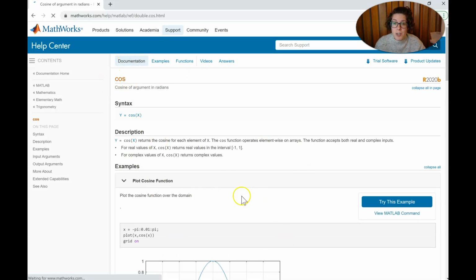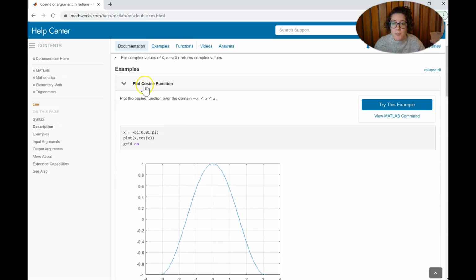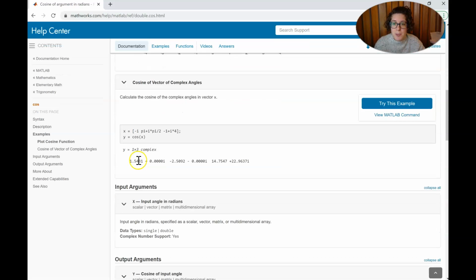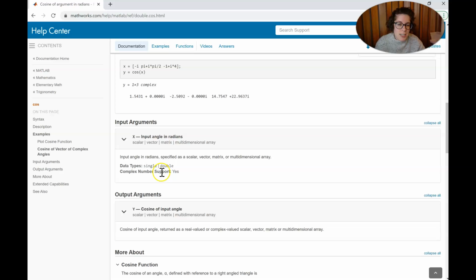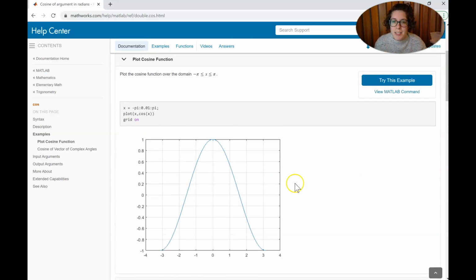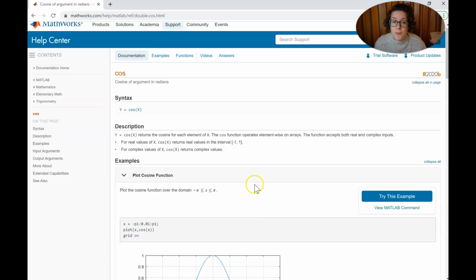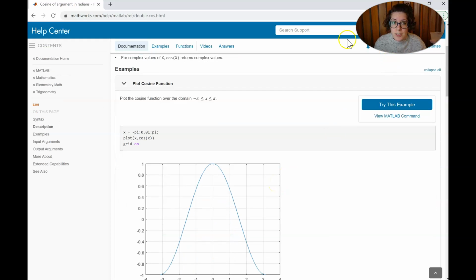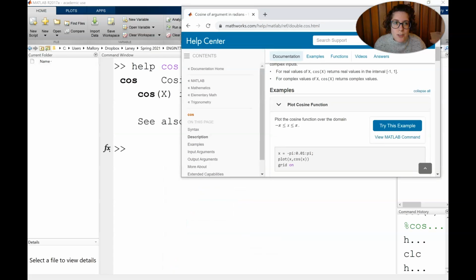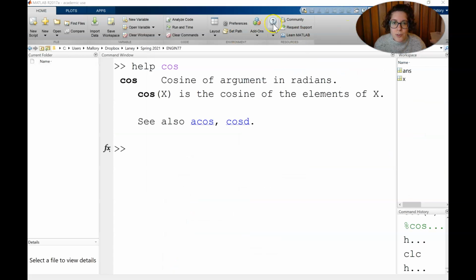And we get a lot more information about this. So y equals cosine of x, it tells us about the syntax that we're going to use, a description, as well as giving us some examples. So cosine is a pretty basic function here, but this is going to be really helpful for future functions. I think you can also access this through MATLAB help.